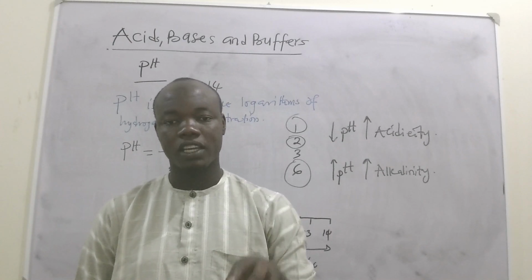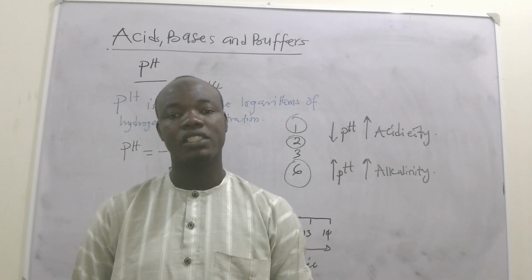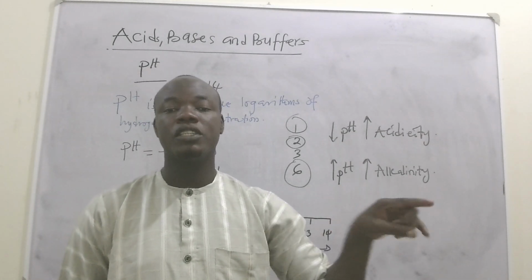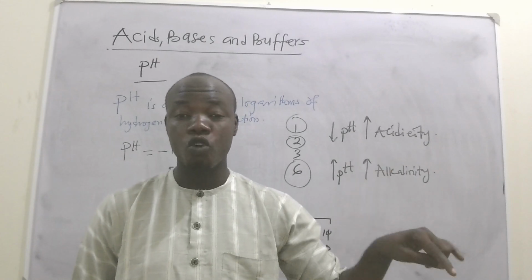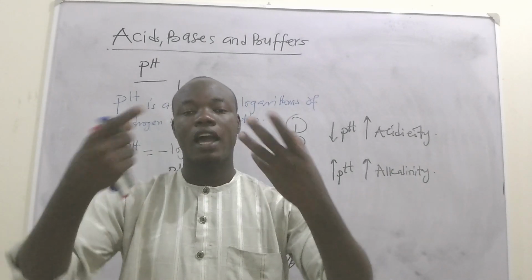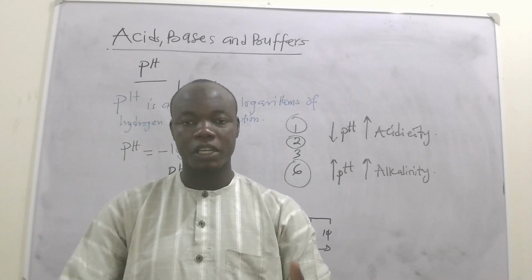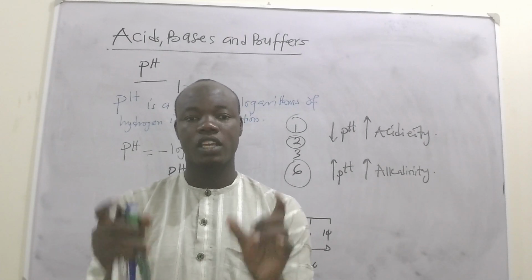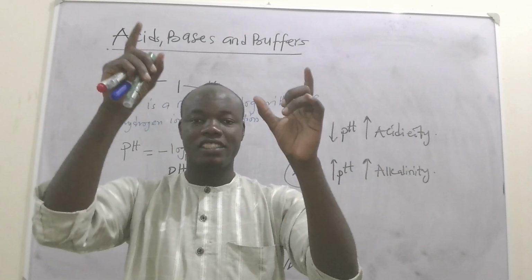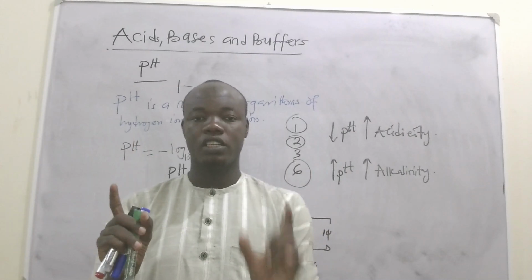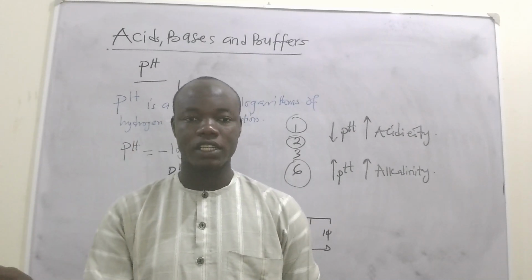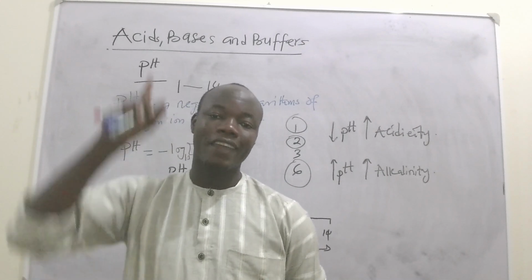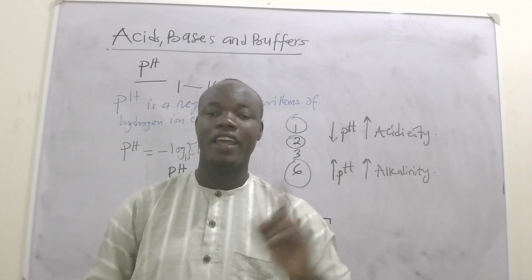So it means that in terms of alkalinity, if you have substances with a higher pH, the more basic they are. So the higher the pH, the higher the basicity. And then the lower the pH, the higher the acidity. So in the case of acidity and basicity, it's an inverse relationship. That is, if one increases, then the other one will decrease.